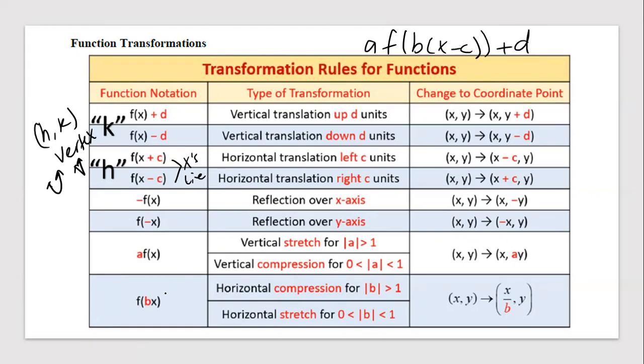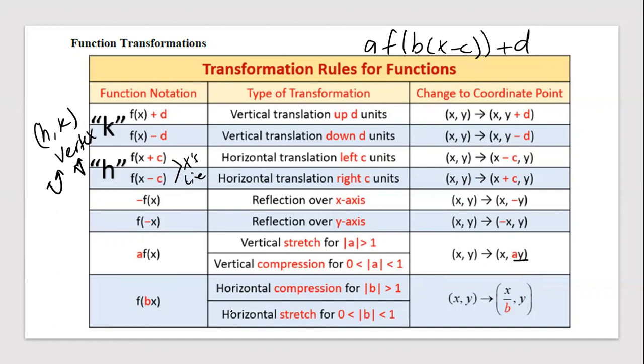There we go. All right, your A is your vertical stretch or compression. If the absolute value of A, I always say absolute value because we've already handled what it means when it's negative. So if the absolute value of A is greater than 1, then it's going to be a vertical stretch. If the absolute value of A is between 0 and 1, it's going to be a vertical compression. And what's happening is that you are multiplying your y values by A, okay?